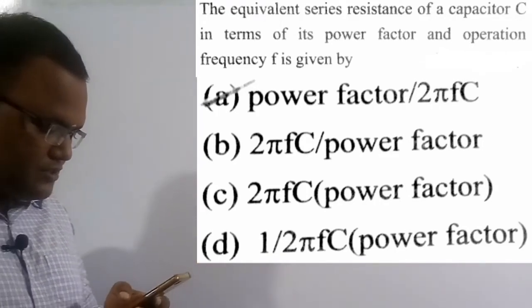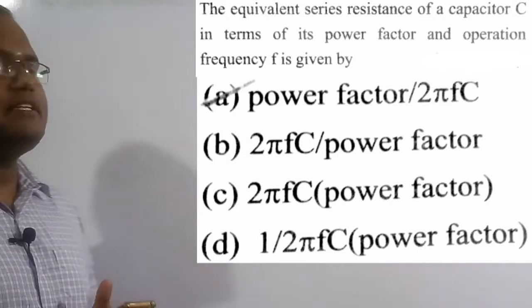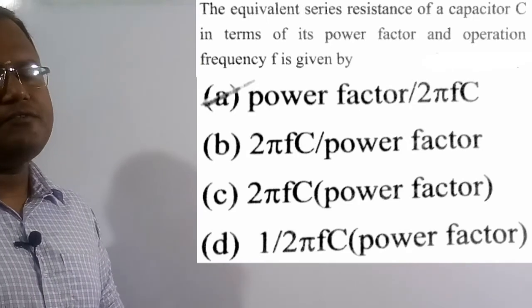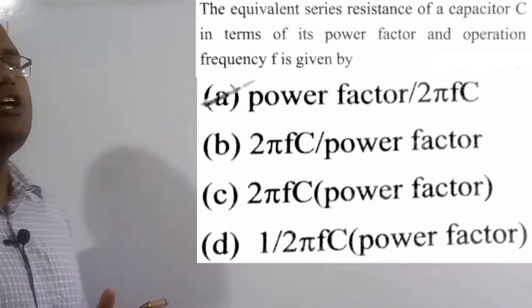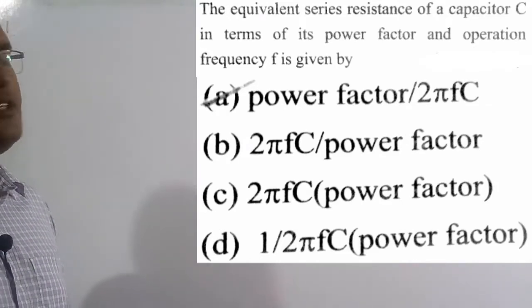So what are the four options? Option A is the correct solution of this question. It means we have to write the resistance in terms of the power factor, the frequency and the capacitance value. We have to write one equation. Therefore, out of the four options, option A is the correct solution of this question. So let's solve this numerical.